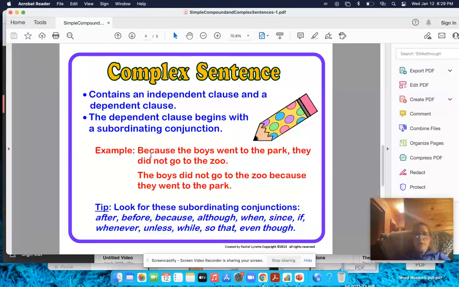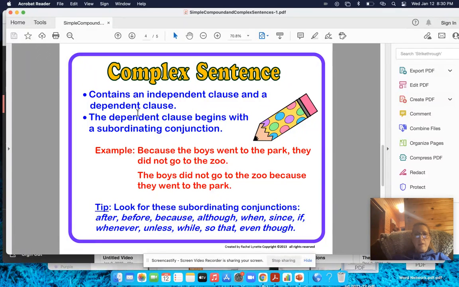If you look at this first example again, to say, because the boys went to the park, period, that's not a complete sentence. We don't know why they went to the park. So the first sentence is the dependent part because it depends on the second sentence for them both together to make one complete sentence.